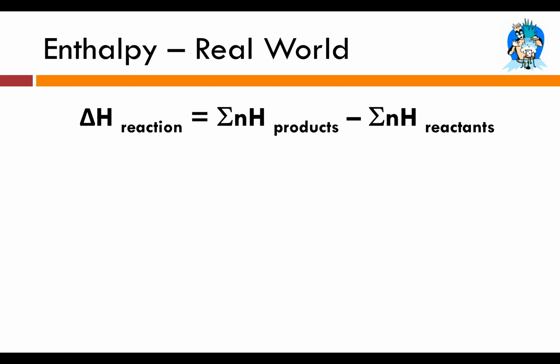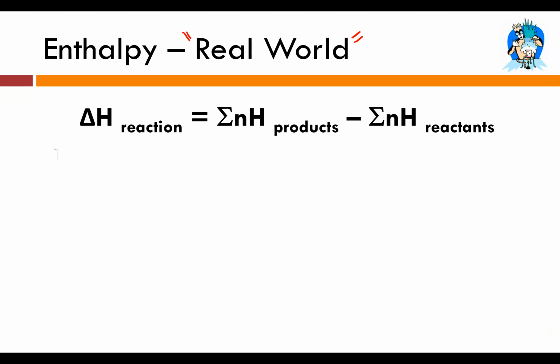This is the formula that we're going to use to calculate enthalpy in quote-unquote the real world. Let's not get too intimidated by it. It's basically the same formula that we were using before, products minus reactants, except for being a little bit more specific. So we have the delta H of the reaction, the change in enthalpy, is equal to the summation of moles times enthalpy of the products, subtract the summation of moles times enthalpy of the reactants. So go ahead and jot that down.